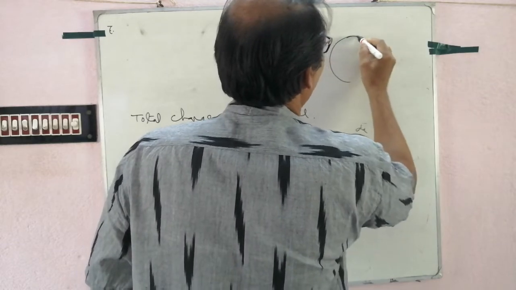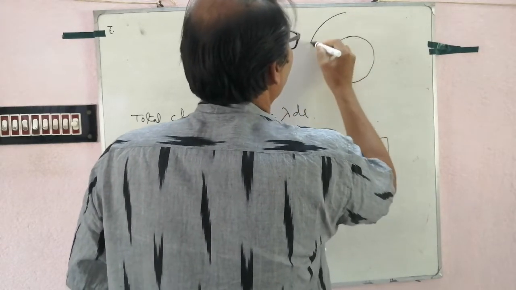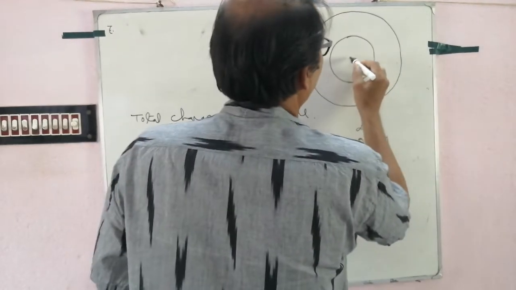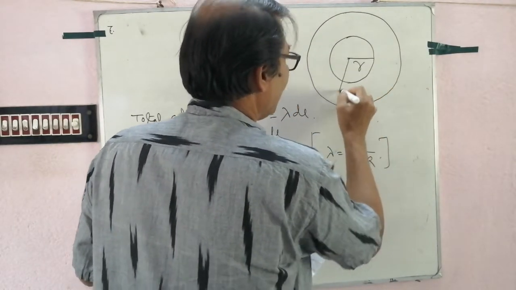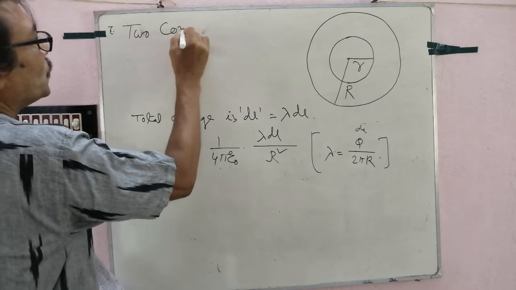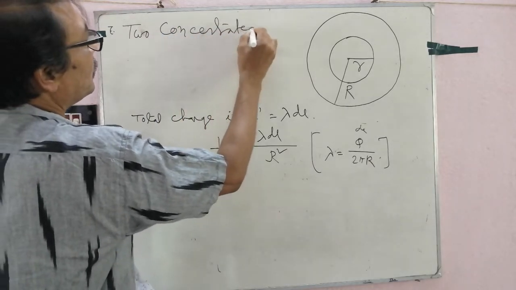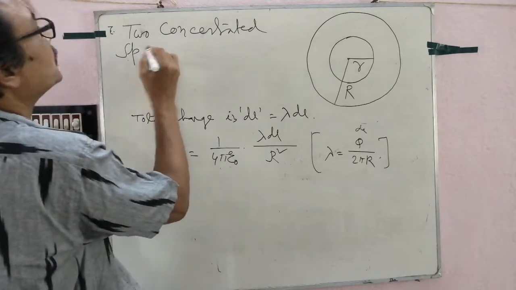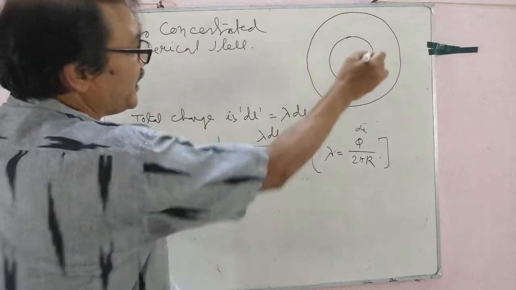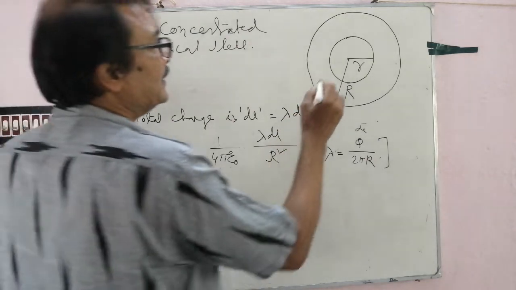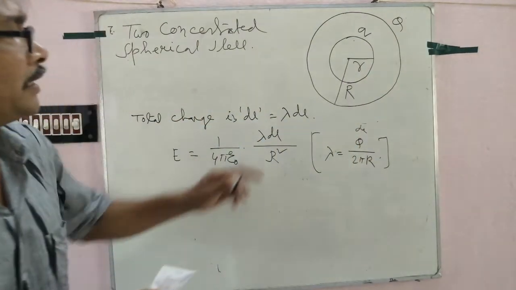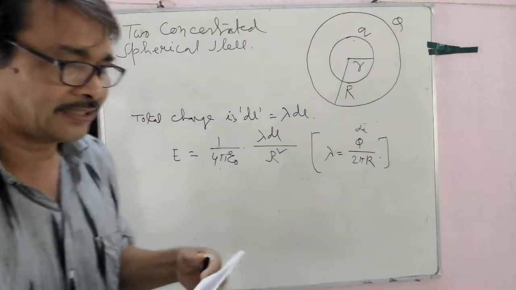Two concentric spherical shells, the inner radius smaller r, the outer radius capital R. The charge of the inner shell is small q and of the outer shell is capital Q.